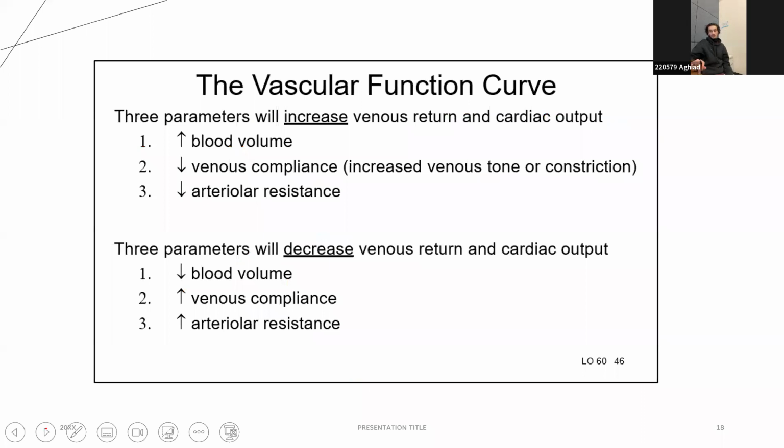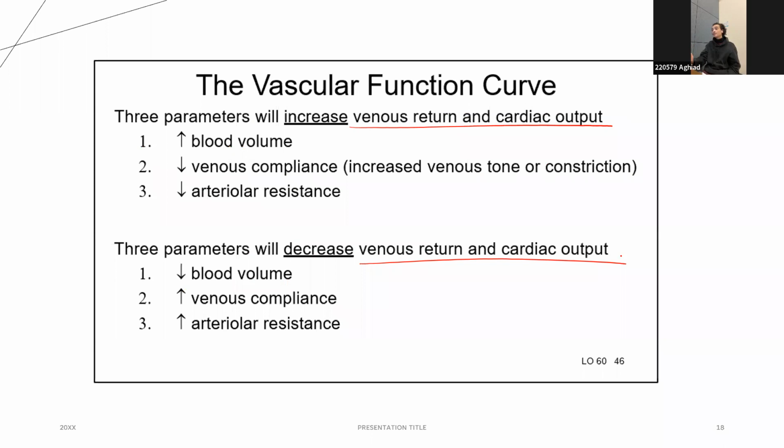So the vascular function curve. Three parameters will increase venous return and cardiac output, and there are three parameters that will decrease venous return and cardiac output. You have to keep in mind that venous return is equal to cardiac output, right? Because if there's no blood returning through the veins, there will be no blood being pumped. And that's why it says "and cardiac output."